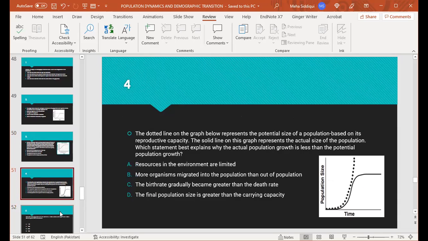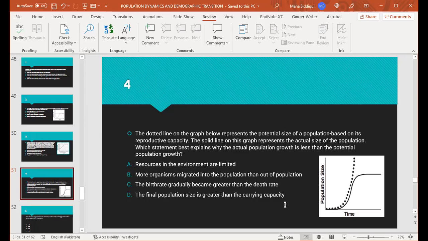MCQ number 4. The dotted line on the graph below represents the potential size of a population based on its reproductive capacity. The solid line on this graph represents the actual size of the population. Which statement best explains why the actual population growth is less than the potential population growth? A. Resources in the environment are limited. B. More organisms migrated into the population than out of the population. C. Birth rate gradually became greater than the death rate. D. The final population size is greater than the carrying capacity.